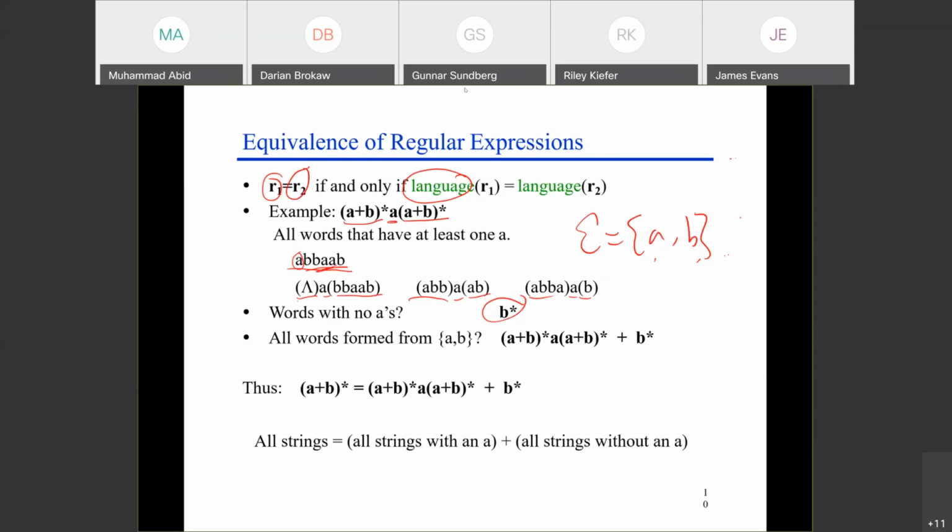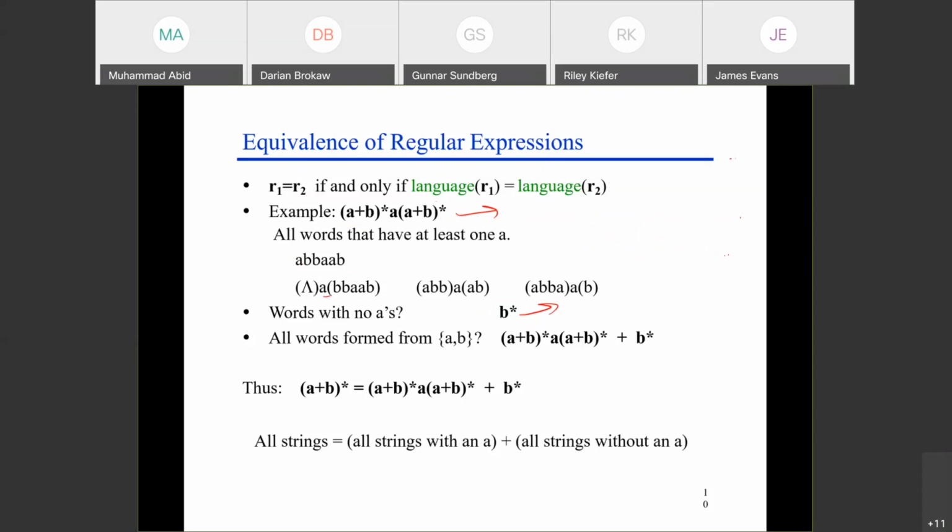So now we have all words formed from A and B. Now we are saying, what if you combine this regular expression? Let me clean this screen for you. So we are saying, what if we combine this regular expression and this regular expression? What will it give us?